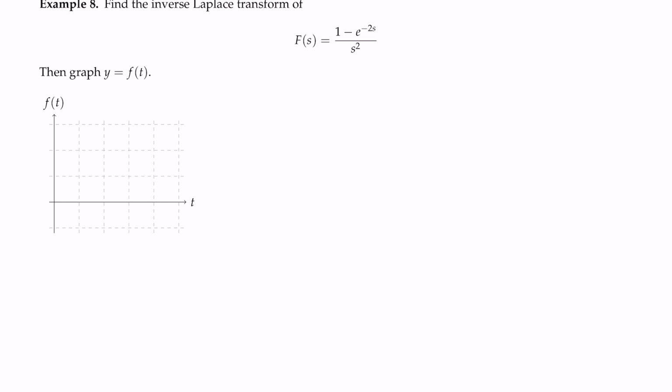So this is the fractions. If you look at this problem directly in the Laplace transform table, there are no similar functions that you can find. So what you do is you separate this into two different fractions. That is, this is 1 over s squared minus e to the negative 2s over s squared. Okay. Then apply the inverse Laplace transform.